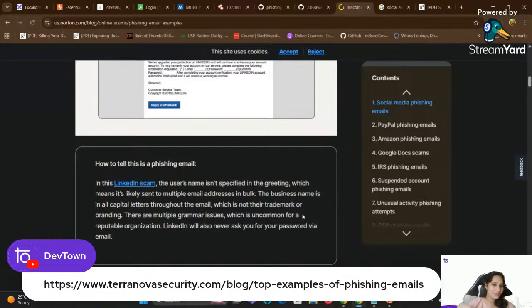So that's how you can understand. LinkedIn will also never ask you for the password via email. That's what I stated, guys, that LinkedIn or any official websites or domains wouldn't ask for your password via email, your email address, or confirming your password through the email.